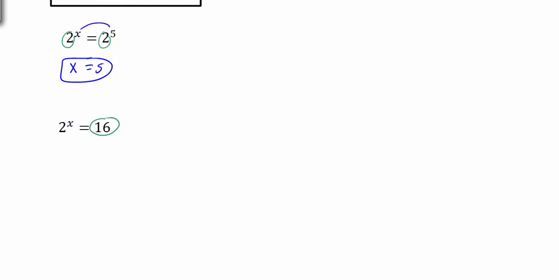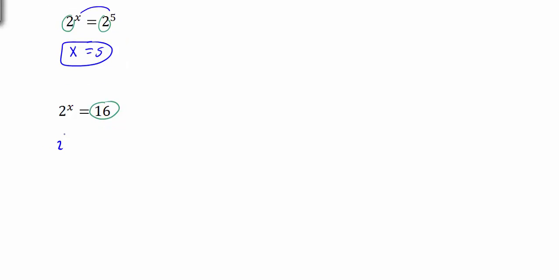If we do that, we could think of this as 2 to the x equals, if we make this a base 2, 2 to what power is going to give us 16? Well, 2 times 2 is 4, times 2 is 8, times 2 is 16, so that would be 2 to the 4th. Now that we have the same base, the exponents are going to be equal, so therefore x must be equal to 4. And of course, if we plug 4 in for x, we get 2 to the 4th, which is 16.